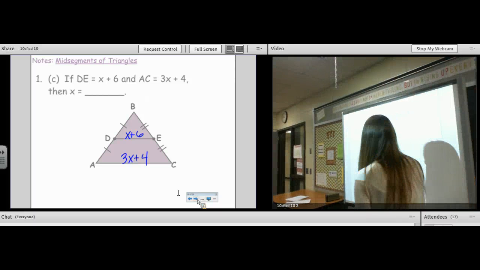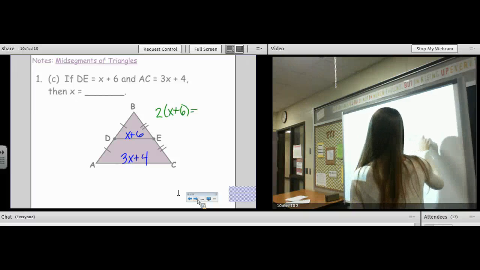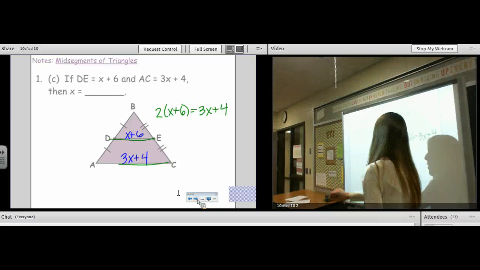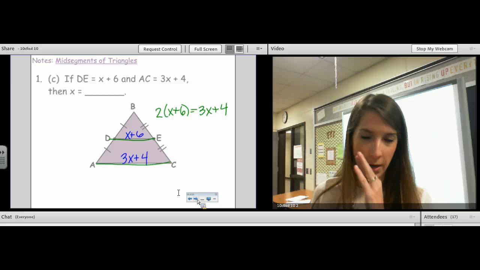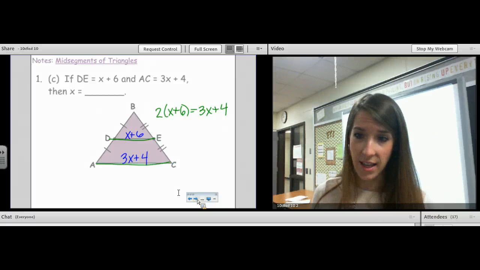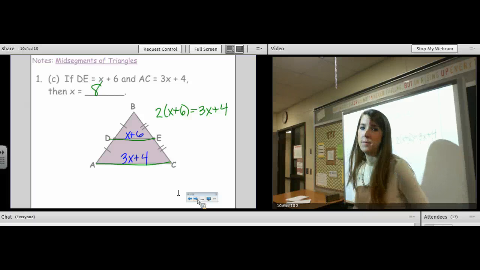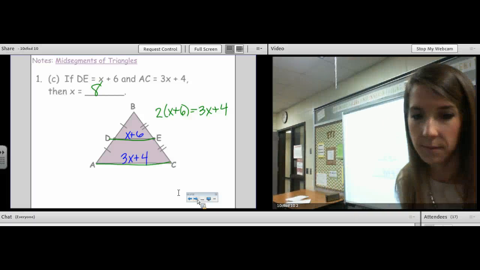Hopefully you're setting up an equation that looks a little bit like this. We double the midsegment to equal the third side. Very good. I'm going to let you solve for x like George already did. It is 8. The answer is 8. And we're going to move on. I just wanted you to understand the setup of this one. I know you can solve for x. Okay?